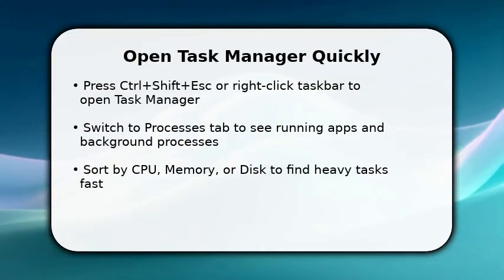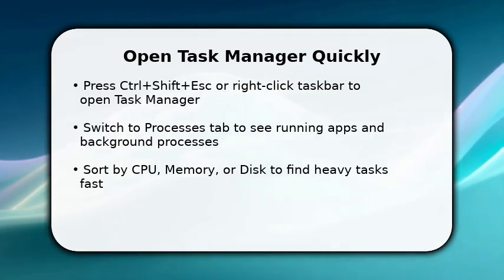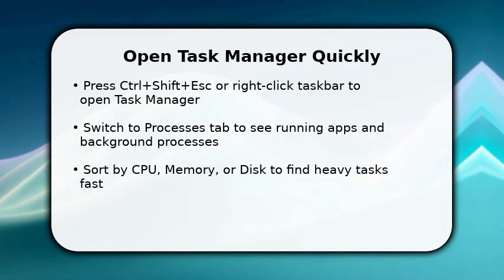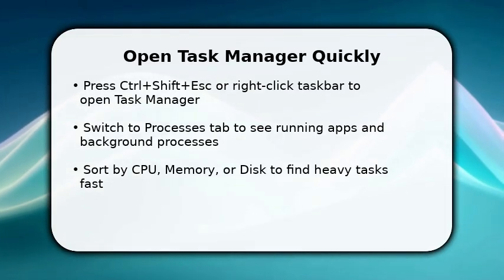You'll start by opening Task Manager. Press Ctrl plus Shift plus Esc or right-click the taskbar and choose Task Manager. Once open, switch to the Processes tab so you can see active apps and background processes.